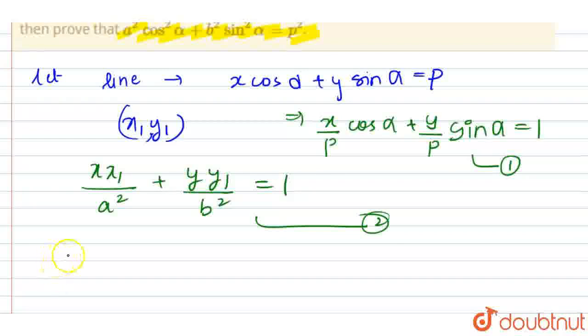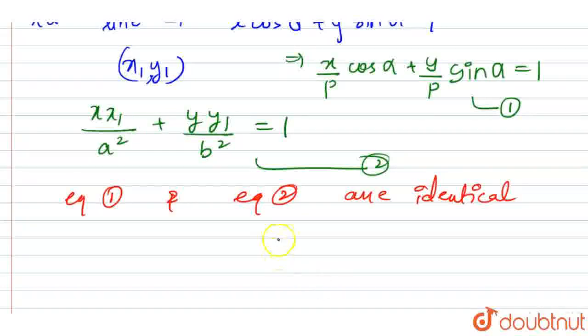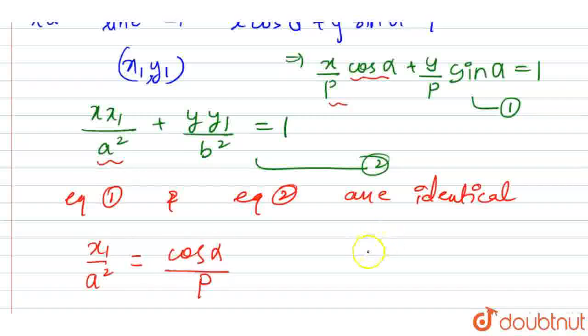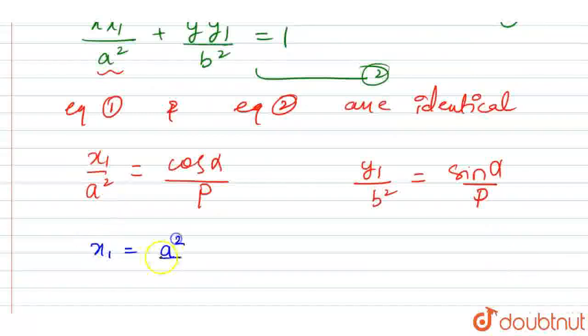So let me write it. Equation 1 and equation 2 are identical. So we can equate their coefficients to find our points x1 and y1. So here x1 upon a square is equal to cos alpha upon p. On comparing, we will get x1 upon a square is equal to cos alpha upon p, and for y we will have y1 upon b square is equal to sin alpha upon p. Now we have got our points x1 and y1. x1 is equal to a square upon p cos alpha and y1 is equal to b square upon p sin alpha.